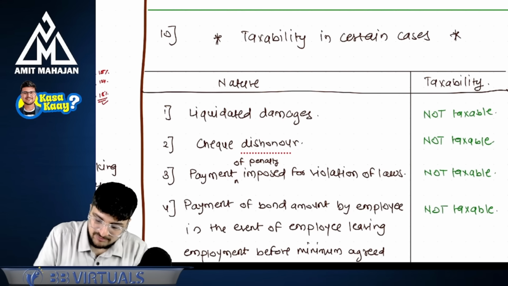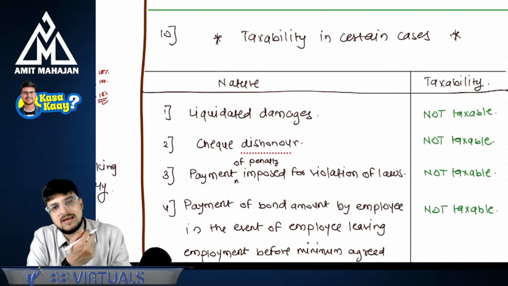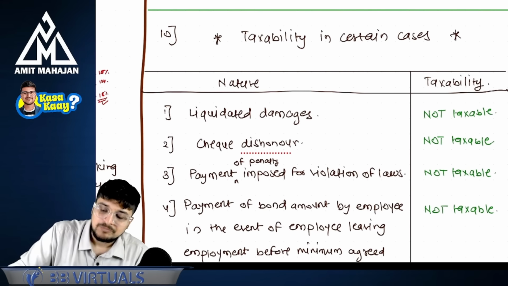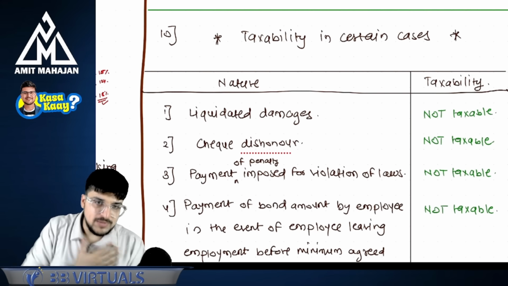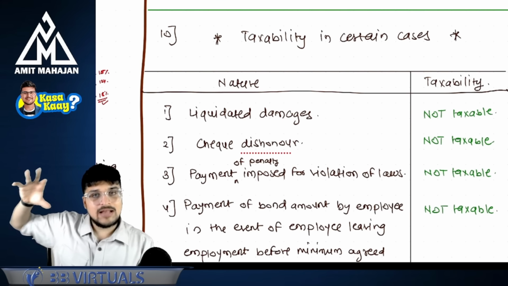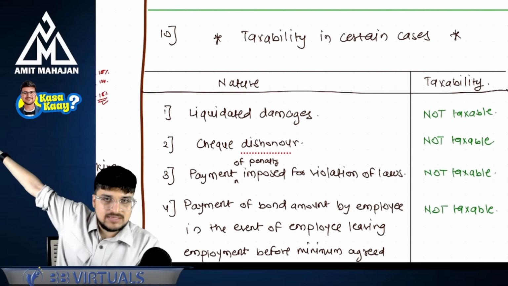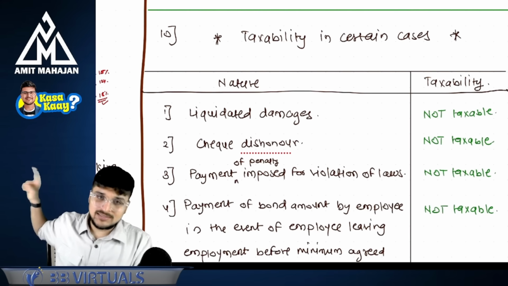Now, a few points just for reading purposes. Taxability in certain cases, number one, in case of liquidated damages. What is the meaning of liquidated damages? You must have seen this in foundation. In foundation, we had seen that we are having an agreement. You have to sell some goods to me, and I have some contract with somebody else, and I have to take goods from you and sell these goods to a third person. Now, I have an obligation to that person to sell the goods.